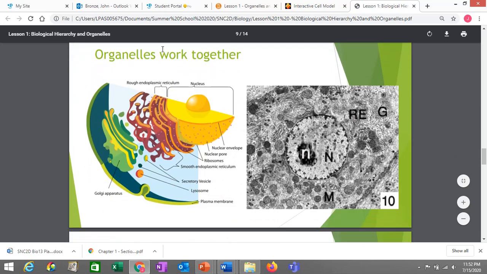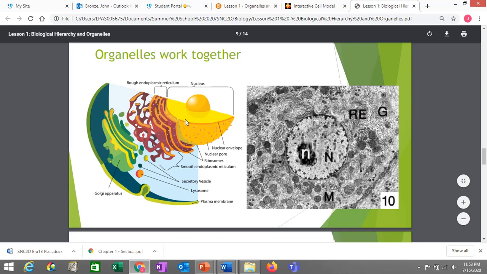So here's where you got to know a little bit about organelles to understand what we're going to talk about here. So I want to say something quickly about organelles working together. So what you'll notice what we have here is an electron micrograph of a cell, an animal cell of some kind, and a cleaner picture here that is supposed to help you understand what's going on. So what I want you to take away from this is that these organelles are in very specific order.